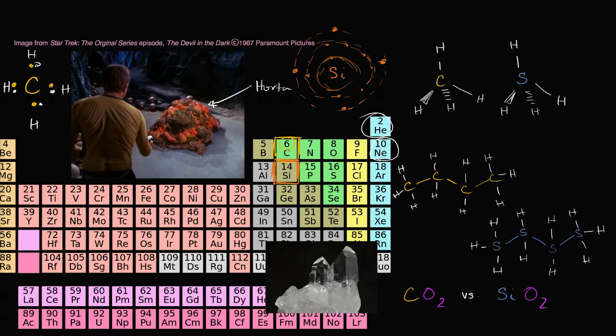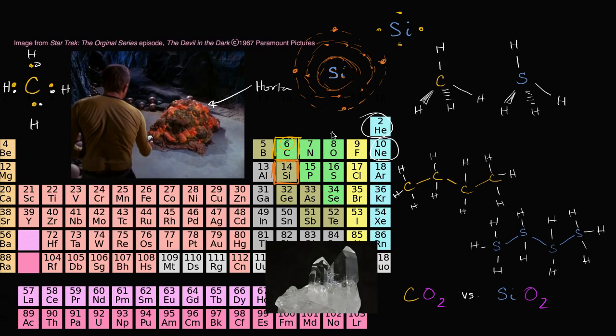So let me draw it like this. I'm using blue for silicon. Silicon, if I want to just draw its valence electrons, it also has 4 valence electrons. And as you might have guessed, silicon does tend to form 4 covalent bonds. And so you might say, okay, I could imagine life that is based on silicon. And if you have done that, you are not alone. This is a picture from the 1967 The Devil in the Dark episode of Star Trek, where they imagined a silicon-based life form called the Horta. And science fiction theorists and writers have always said, well, silicon seems close to carbon on the periodic table, has 4 valence electrons, and tends to form 4 covalent bonds. Maybe you could have silicon-based life.